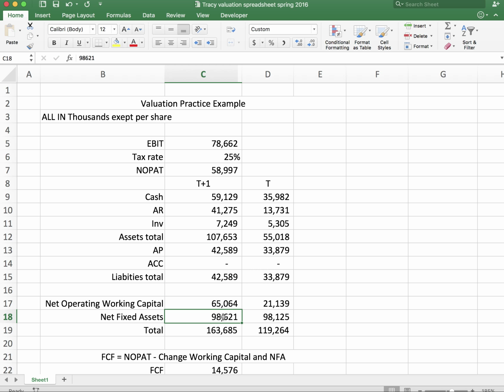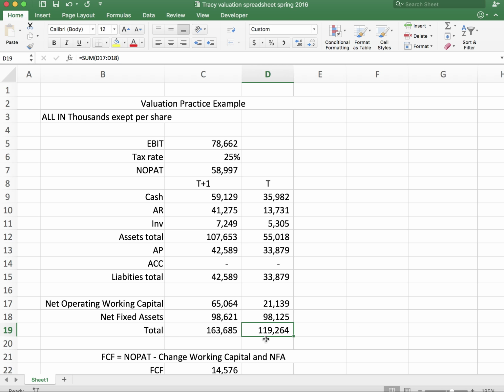And then your net fixed assets, this number just comes off of the balance sheet. So this is how much plant, property, and equipment they have. And this net working capital is how much financing and how much money is in the company. So there's 65 million in net working capital, and there's 98 million in plant, property, and equipment. So the value of the assets of the company is 163 million 685 this year. Last year it was 119,264.